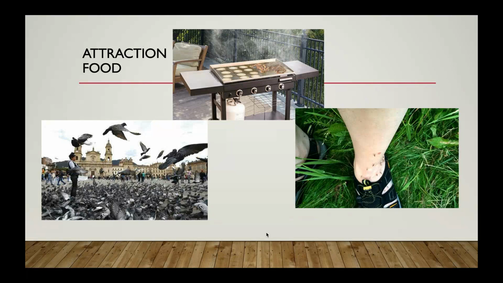Other places they'll just provide food from time to time, and then we've got the problems where the food is there all the time, because food is the attraction, and it's provided all the time for good or bad reasons. So food is very attractive.